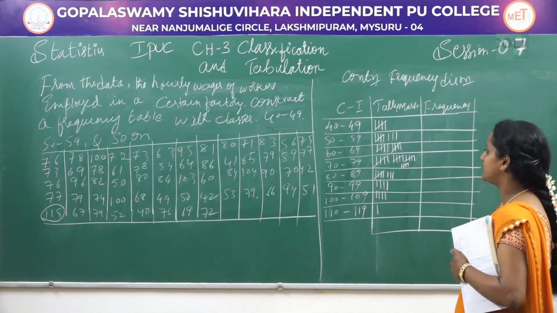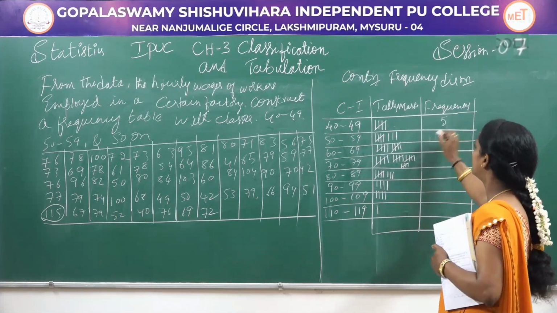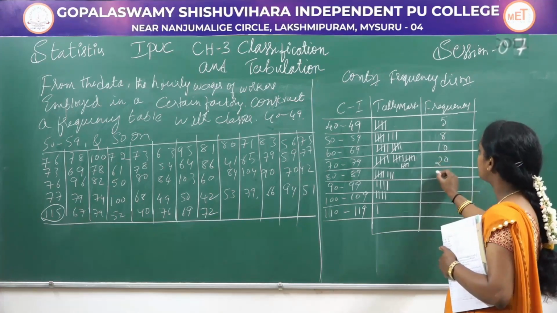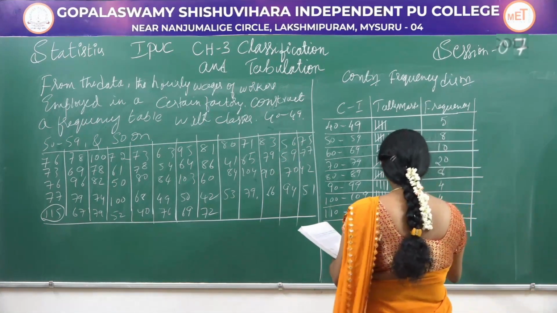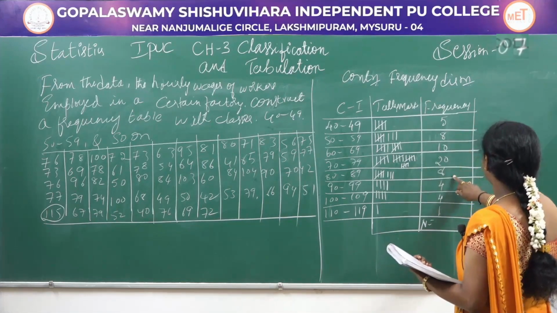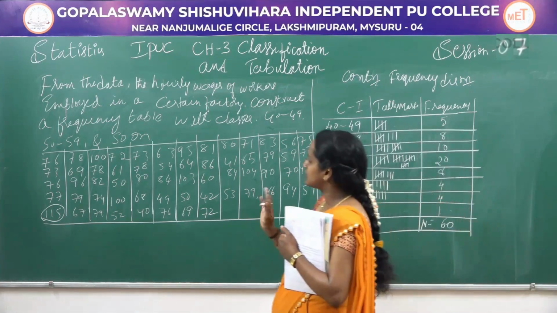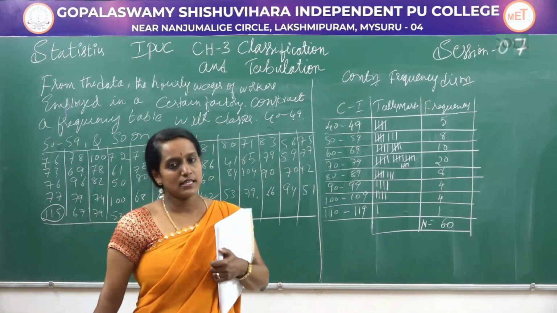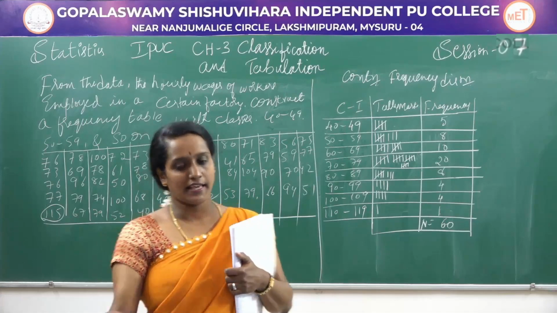Okay, now you have to count and write the tally marks as frequencies. This is 5, 5 plus 3, 8, 10, here this is 20, 8, 4, 4 and 1, and total n is equal to 60. So we have 60 observations, and we have tabulated that in the form of a continuous frequency distribution. Next problem.